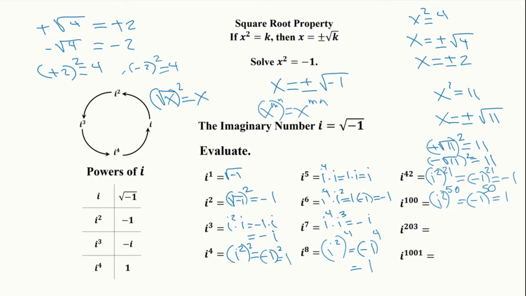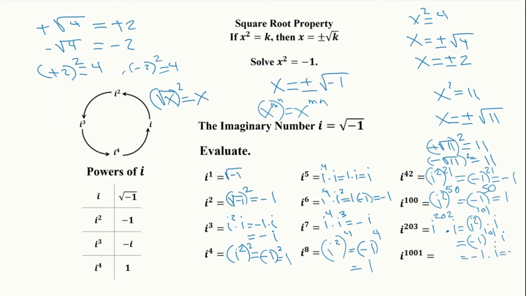How about i to the power of 203? Well, it's not even, but I can get to the nearest thing, which is i to the 202, right? That just leaves me an i, right? So it's i to the 202 times i, which is i squared to the power of what? 101, right? Times i. Now i squared is negative 1 to the power of 101. That's going to be negative 1 because it's an odd power. So it's negative 1 times i.